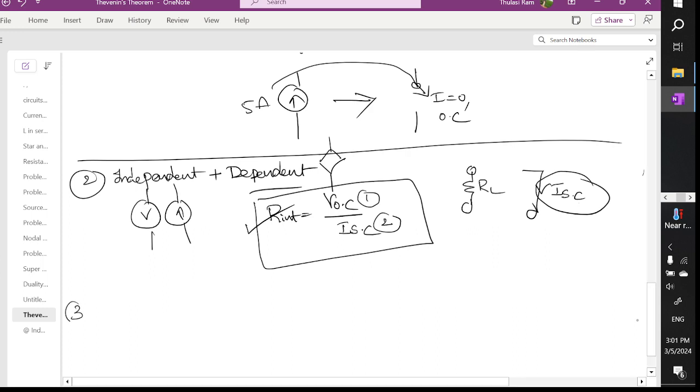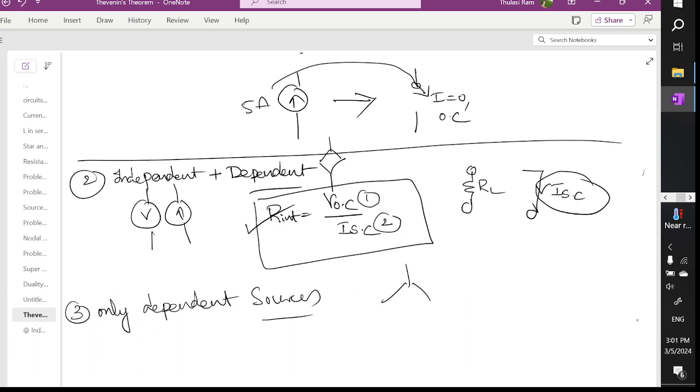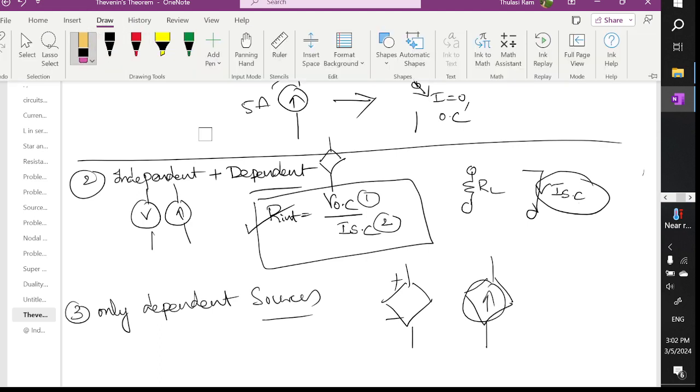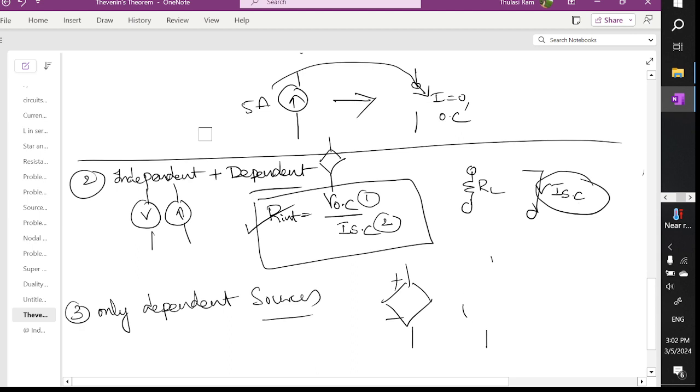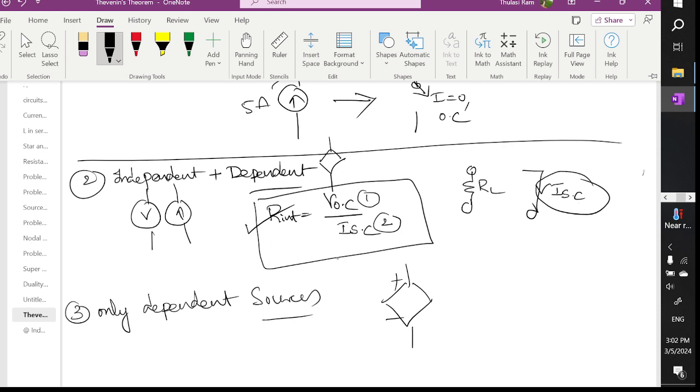Coming to the third step: if in the given problem you have only dependent sources, like this, this may be a dependent voltage source, or it may be a dependent current source like this.